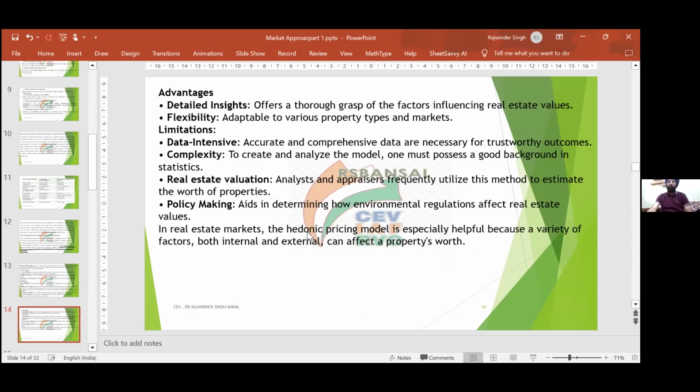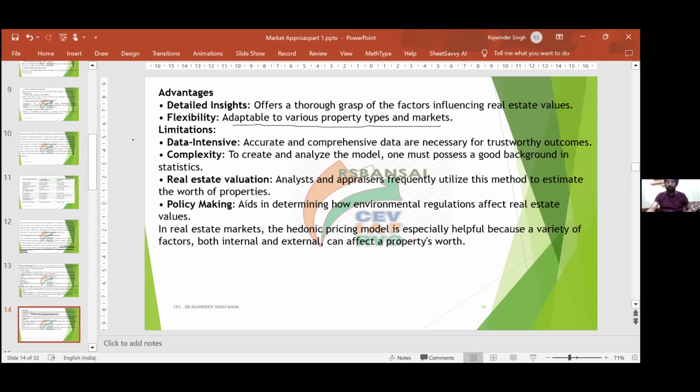So what are the advantages of this method? Detailed insight: this offers a true grasp of factors influencing real estate values. Flexibility: we can adapt it to various property types and markets.